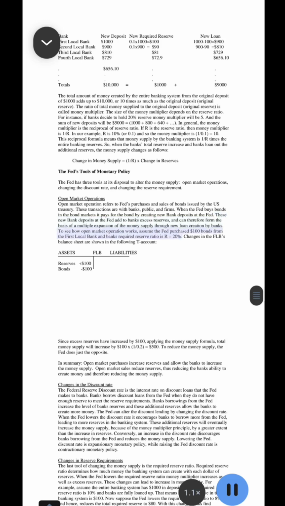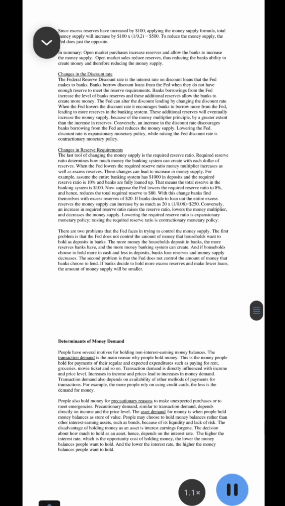To see how open market operation works, assume the Fed purchases $100 of bonds from the First Local Bank and the required reserve ratio is R equals 20%. Changes in the FLB's balance sheet are shown in the following T-account. Assets: reserves plus $100, bonds minus $100. Since excess reserves have increased by $100, applying the money supply formula, the total money supply will increase by $100 times 1 over 0.2, which equals $500.